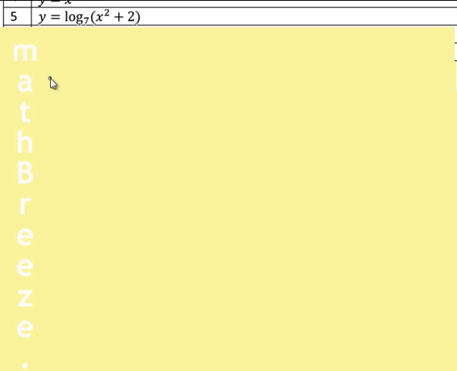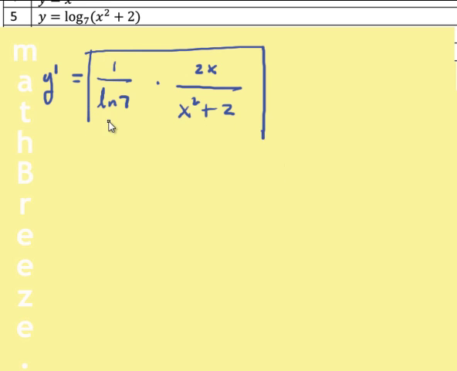Okay, here we have a log base 7, so y prime is 1 over ln 7. And then we have x squared plus 2 in the denominator times the derivative of the denominator, that's the chain rule, times 2x.